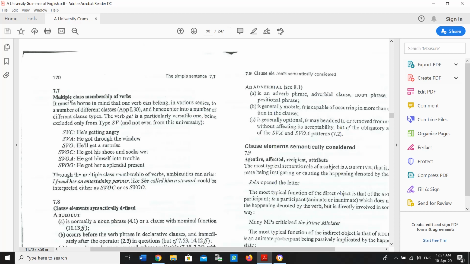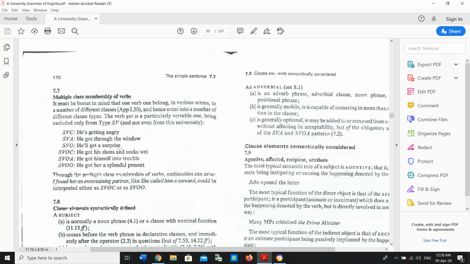So I'm going to read again. It must be borne in mind that one verb can belong in various senses to a number of different classes, and hence enter into a number of different clause types. The verb get is particularly versatile, being excluded only from type SV, and I told you why. Let's have the 6 types. SVC: he is getting angry. Who is angry? He. SVA: he got through the window. Through the window, adverbial of place.